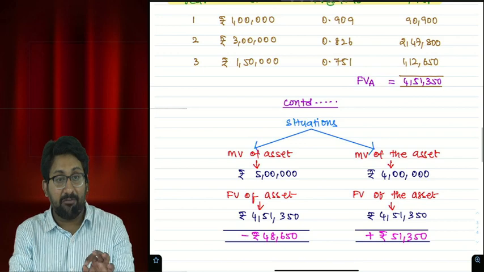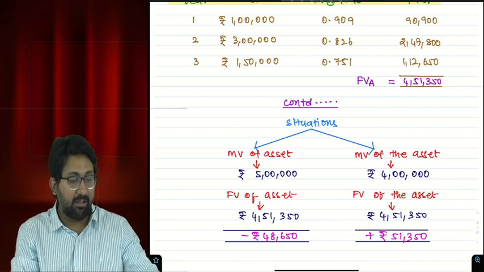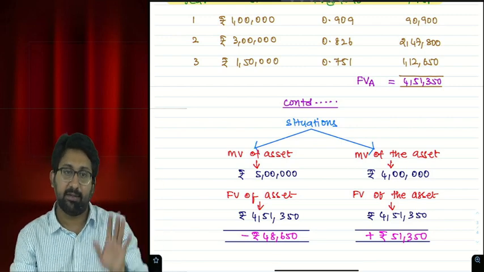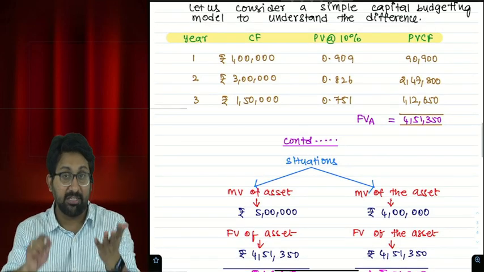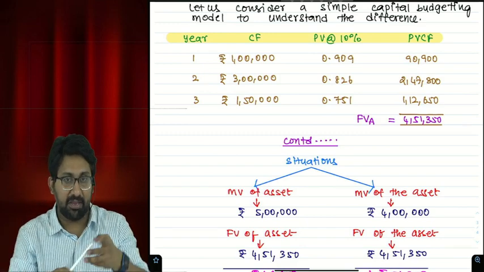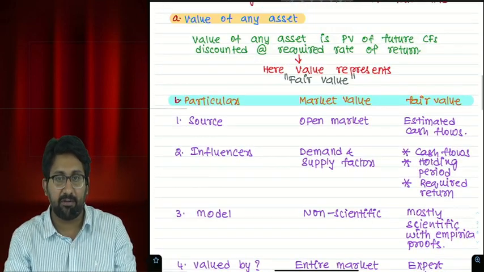So what is a fair value? Fair value is not the value prevailing in the market, it is the value to the person valuing the asset, by taking into consideration three things: cash flows, required return, and the life. Here the life is 3, that's what I have given here.